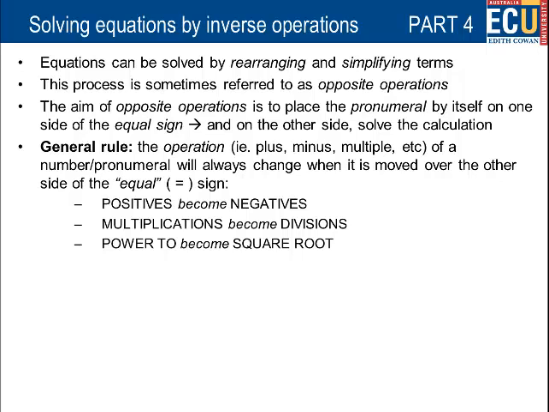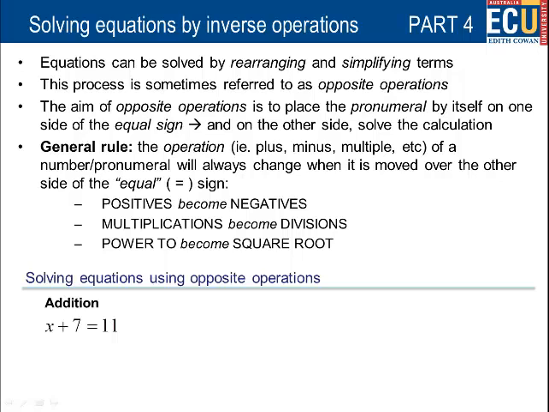The general rule with operations, which are the plus, the minus, the multiplication and the division symbols of an equation, is that when a number or a pronumeral moves from one side of the equal sign to the other side of the equal sign, the operation changes in function. For example, a positive on the left side of an equal sign will become a negative on the right hand side of the equal sign. Multiplications will convert to divisions, power 2 will convert to a square root, and so forth.